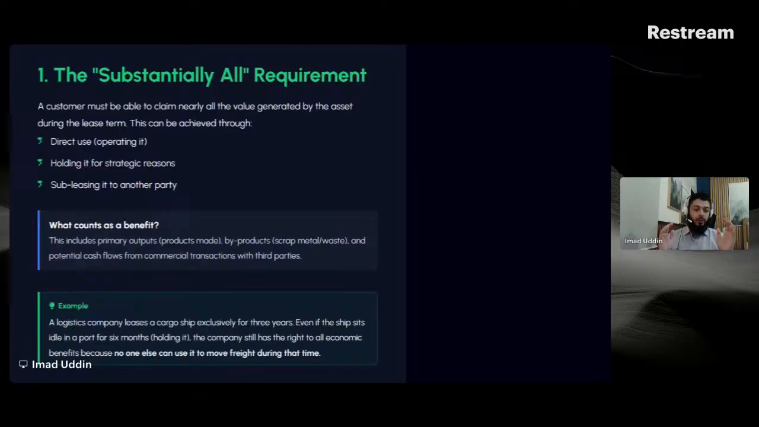Certain restrictions can limit the scope of how I can use it, and the substantially all requirement is assessed after determining that scope, right? So we'll talk about it in more detail.